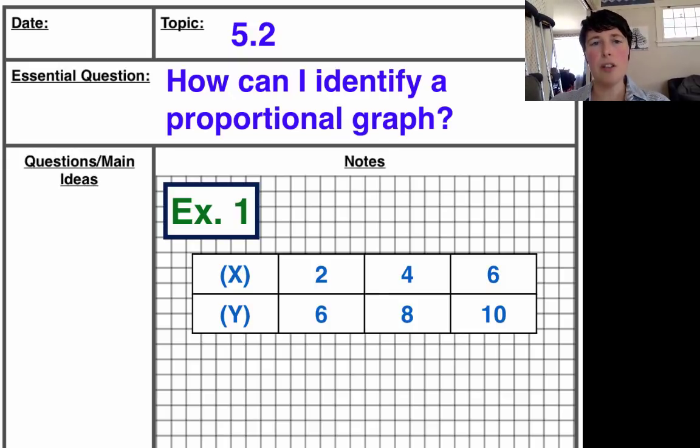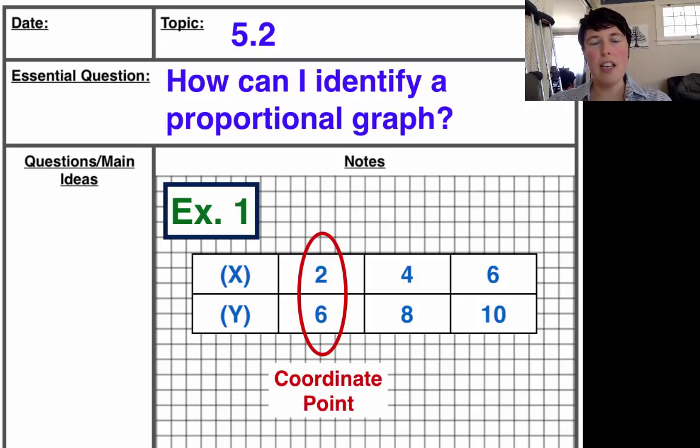Now here's what we're going to do. We're going to turn this table into a graph. And when we go to do that, what you need to remember is that each table value is what we call a coordinate point. It's a spot on the graph. It's directions. There's a point at x equals 2 and y equals 6. And we write it like this, (2, 6).